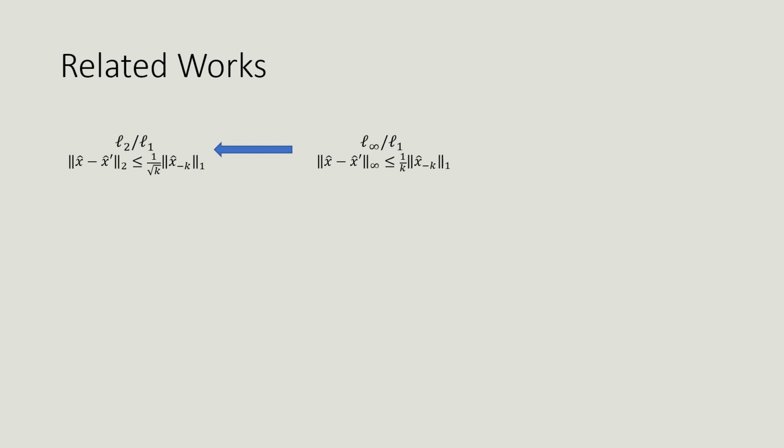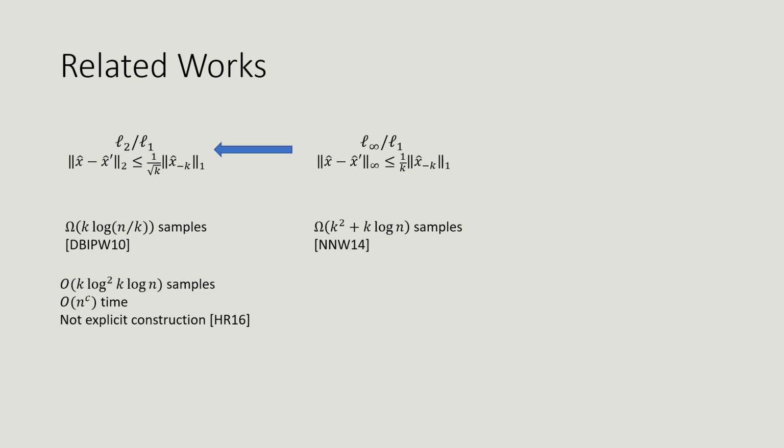We first remark that the L-infinity/L1 is a stronger guarantee than L2/L1, which means if we have an L-infinity/L1 algorithm, we can use it as a black box to construct an L2/L1 algorithm with similar sample complexity and time complexity. It's known that the L2/L1 guarantee has a lower bound of omega of k times log n over k samples. And the L-infinity/L1 guarantee, being a stronger one, has a higher lower bound of omega of k squared plus k log n samples. Note that the dependence on k becomes quadratic for L-infinity/L1. Existing deterministic algorithms are for L2/L1. The best sample complexity is due to Haviv and Regev in 2016.